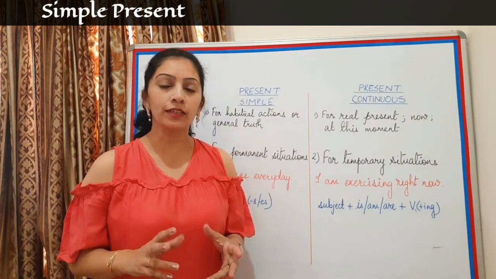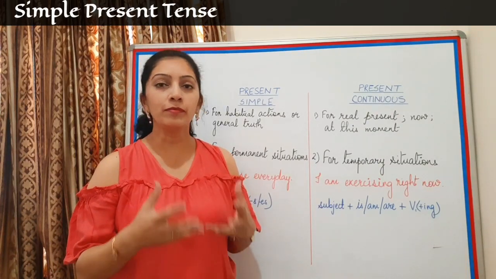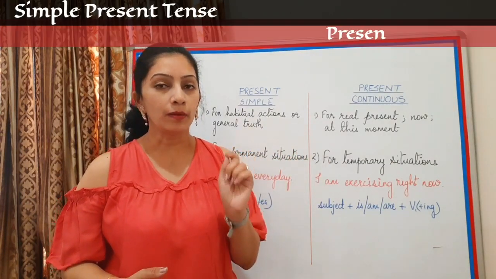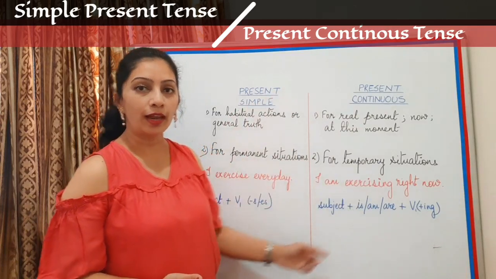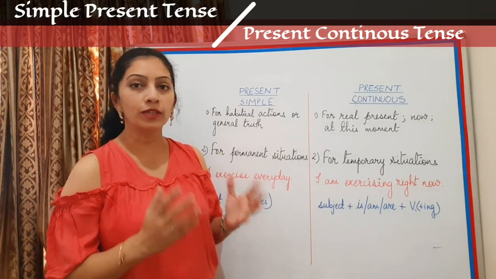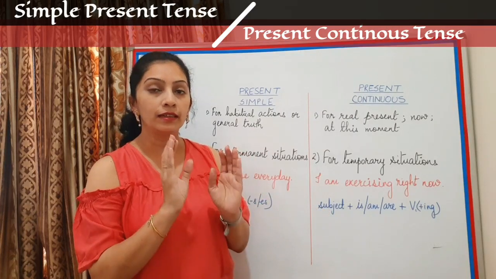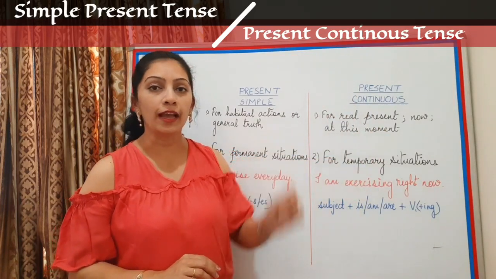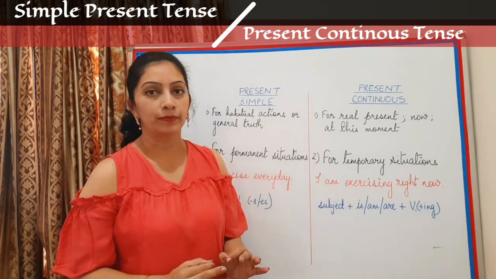Present tense is generally used for those actions which happen every day, or it can be used for some kind of habits. But present continuous tense is used about the actions which are happening at the time of speaking. Just have a look at this table. Present simple is for habitual actions or general truth which you cannot change, whereas present continuous is for real present, that is at the moment, at the present or now.